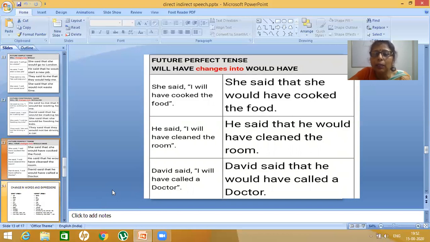Tomorrow, in the third part, I'll continue with the changes in the proper noun, in the adverbial expressions, and also the other time bound expressions. I'll give you the table showing which word will change to what.